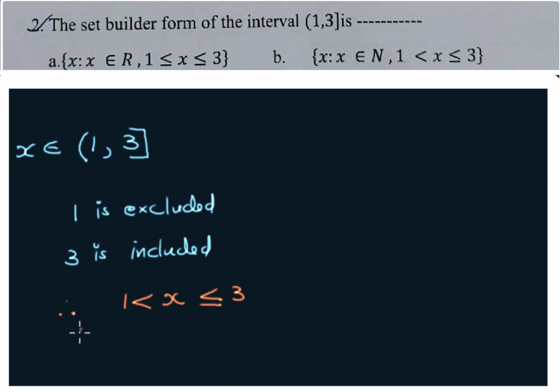Hence, the set builder form of the interval would be set x such that 1 less than x less than or equal to 3, and here x is a real number. x belongs to R.